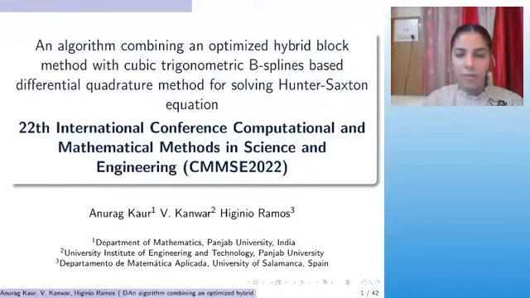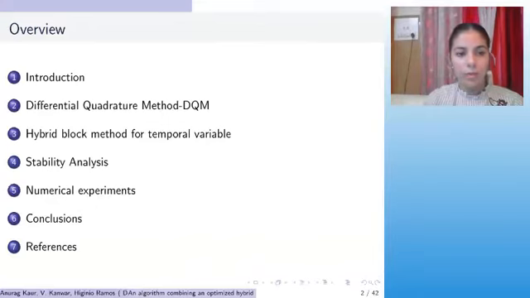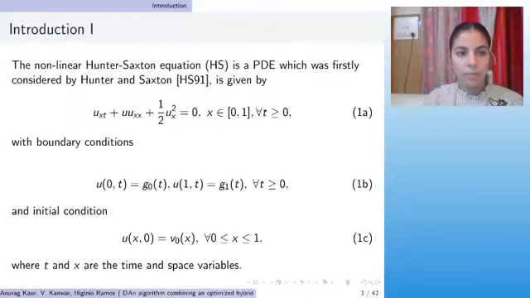I'm very thankful for this opportunity to present the topic titled "An algorithm combining an optimized hybrid block method with cubic trigonometric B-splines based differential quadrature method for solving Hunter-Saxton equation." This is the overview for the presentation. Let's start with the introduction.